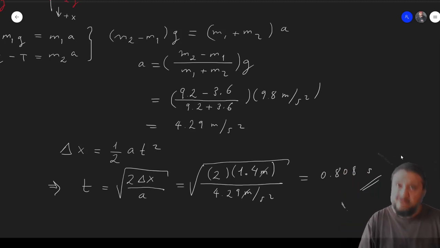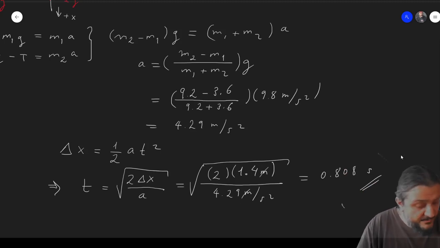Same thing, M1 reaches a point 140 centimeters above the floor, above the original position. Okay, that's called Atwood's machine. So this was an example from the book. So you get the idea, I guess.